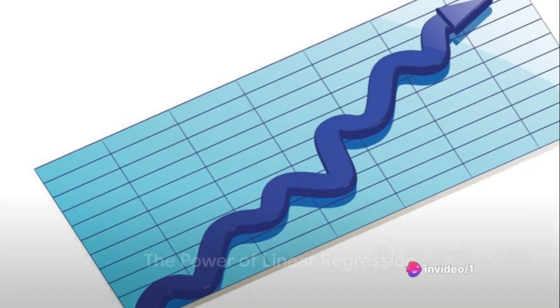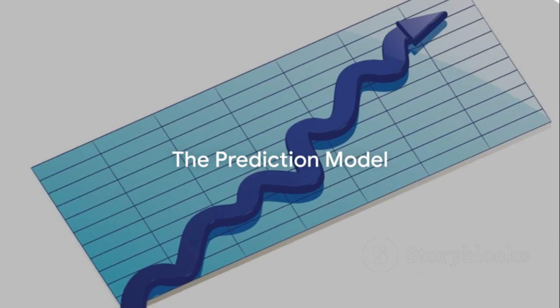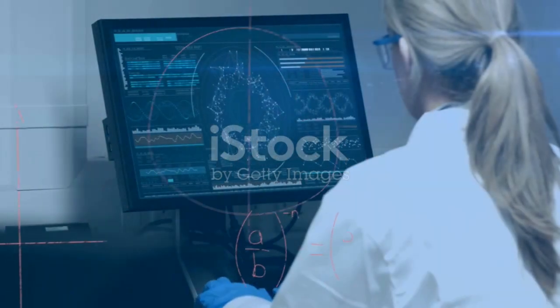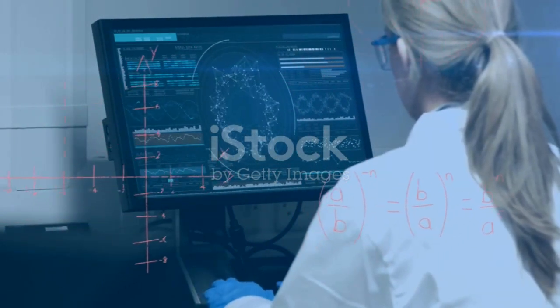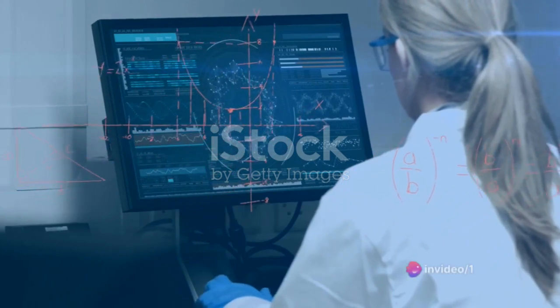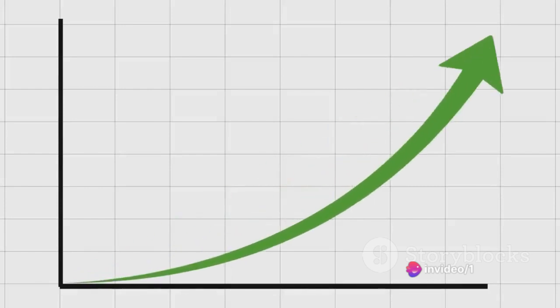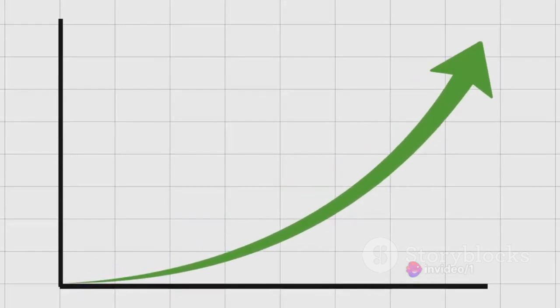Now, why is this important? Because this line is our prediction model. Once VanderPlas has this line, he can use it to predict the distance a cyclist will travel given any number of cycling hours. And that's the power of linear regression. It gives us a simple yet powerful tool for prediction.